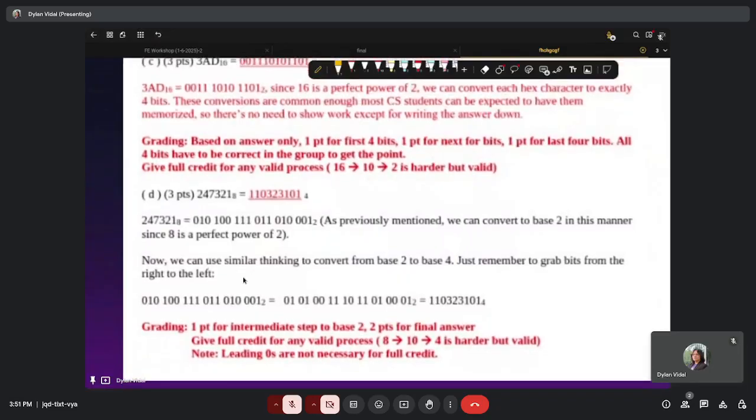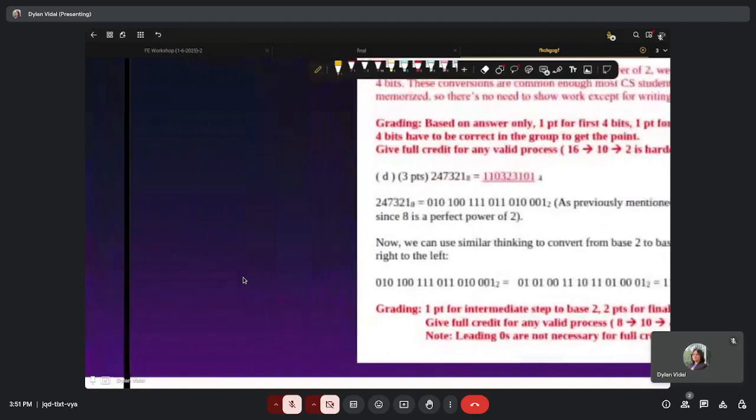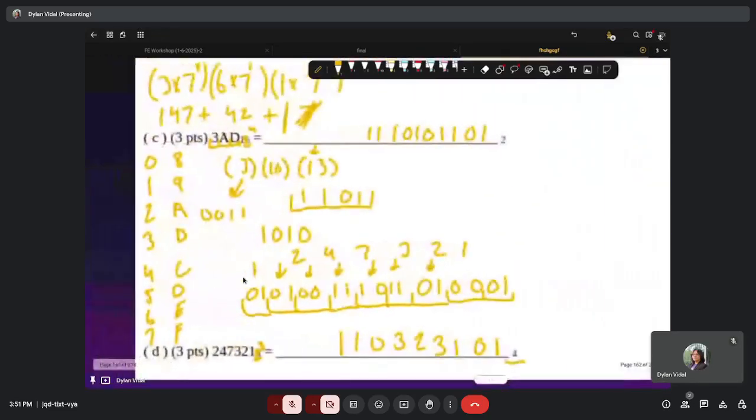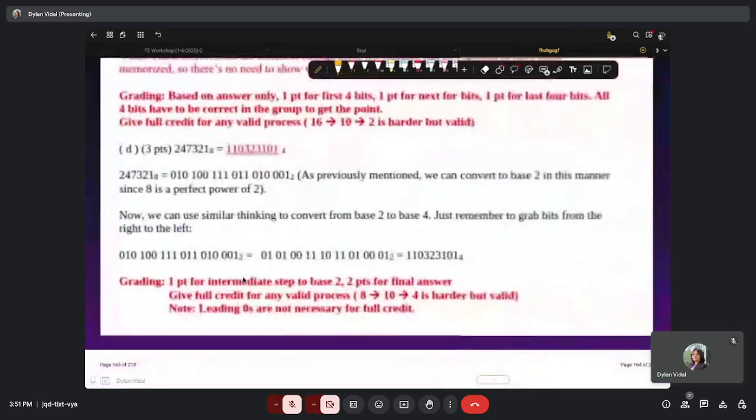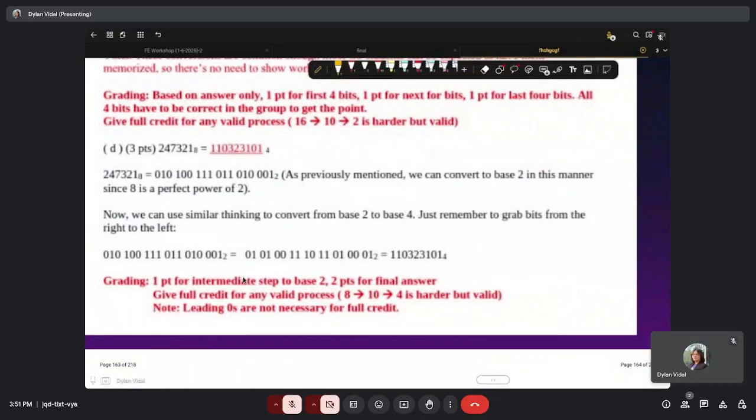And so did they explicitly ask us to do the intermediate step to base 2? They didn't. So for whatever reason, I guess they want you to use that shortcut if you can. 1 point for intermediate step to base 2, 2 points for the final answer. Give full credit for any valid process. 8 to 4 to 10 is harder but valid. Never mind, you don't have to do base 2. So they said this is fine. Leading zeros are not necessary for full credit. So that means you can have it or you can drop them. So that's the answer to your question.